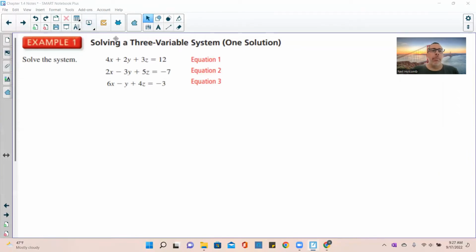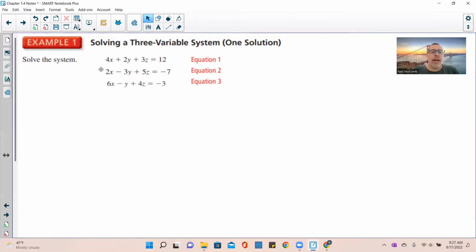Okay, so example one, solving a three variable system where we will get one solution. Okay, so there's a possibility of one solution, two solutions, or three solutions. And they give a diagram example visualizing the solution of systems on page 30. I'm not going to go over that. That's just for your review. So let's start out here by solving this system. And this is going to come out to one solution.